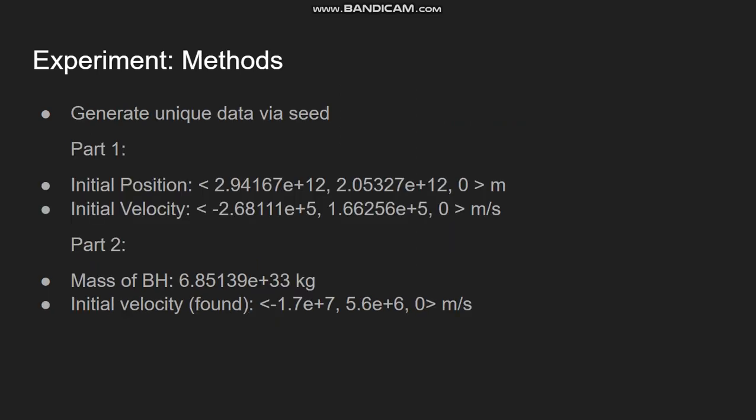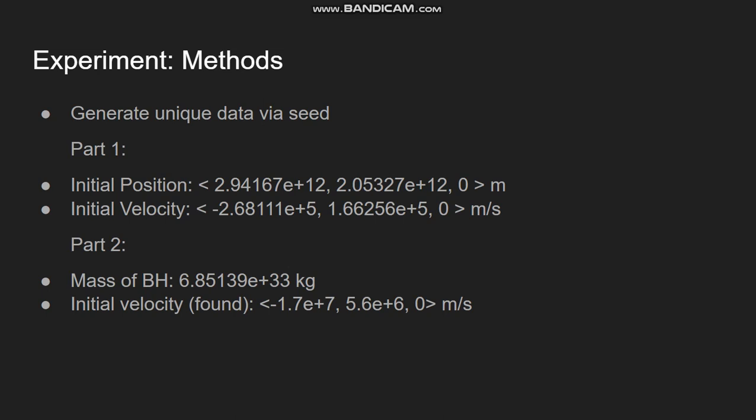Experiment methods. All data for part 1 was generated via a unique seed that was attached to our Georgia Tech emails. Initial position was found to be about 2.94 times 10 to the 12, 2.05 times 10 to the 12 meters, and initial velocity was found to be negative 2.68 times 10 to the 5th and 1.66 times 10 to the 5th meters per second. Both of these points were found from the unique data found from the seed.